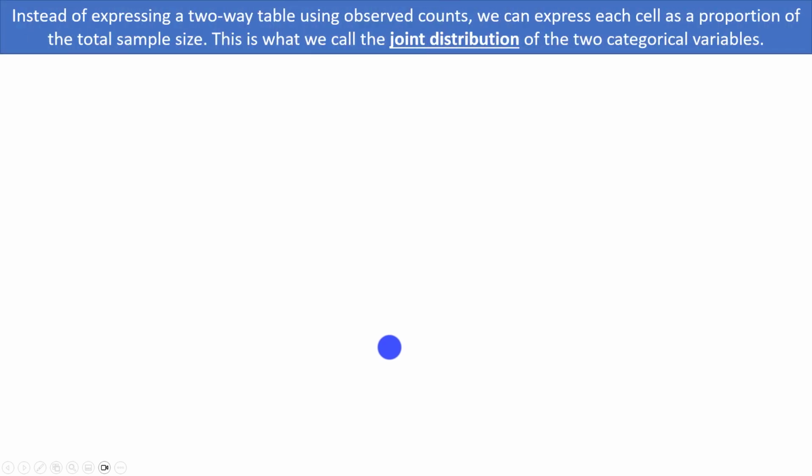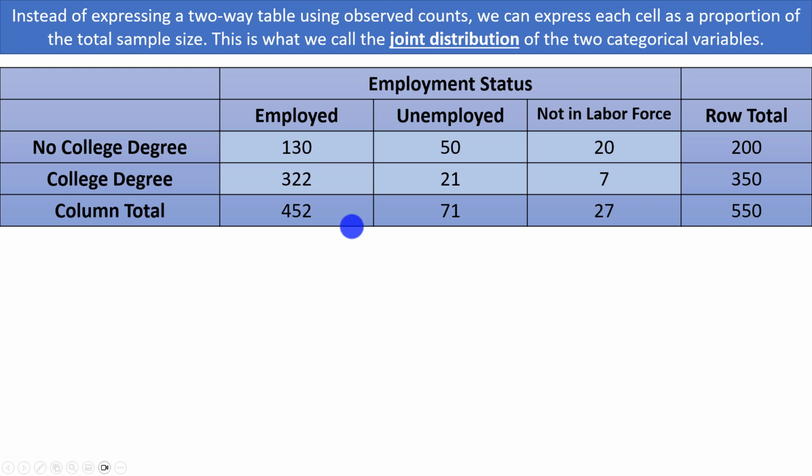All right, so instead of expressing a two-way table using those observed counts, we can express each cell as a proportion of the total sample size. And this creates what is called the joint distribution of our two categorical variables. So basically, instead of expressing everything as a number, it's still a number, but it's going to be a percentage out of the total, or a proportion out of the total.